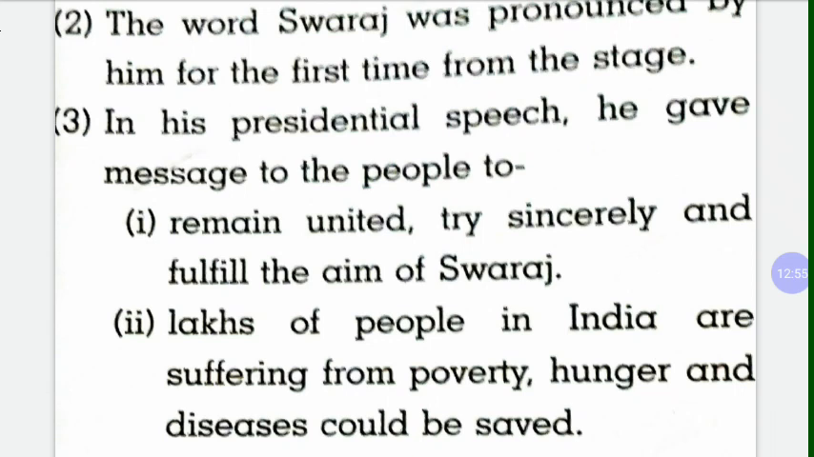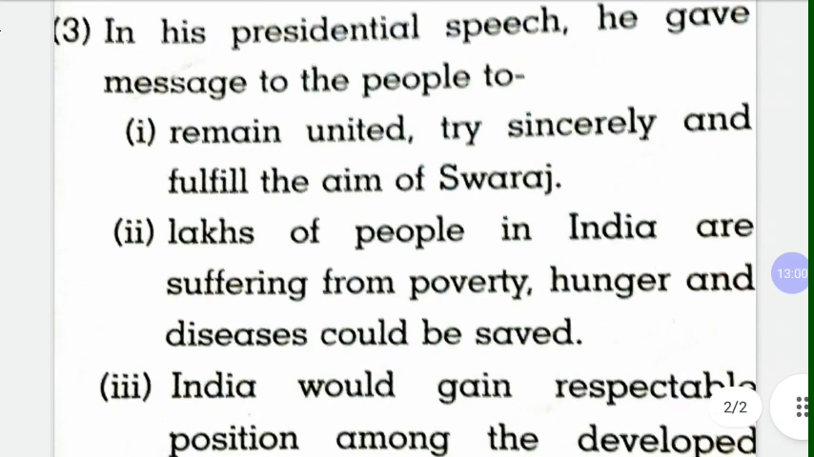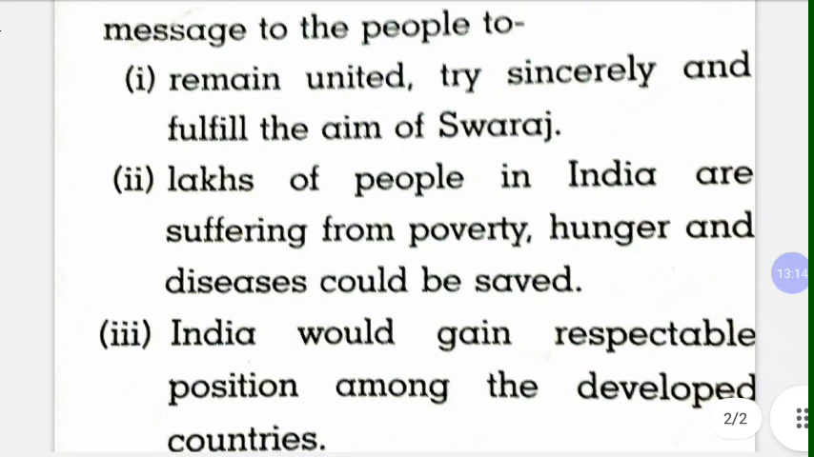Then the second point was, lakhs of people in India are suffering from poverty, hunger. Poverty means garibi, hunger and disease could be saved. So if you remain united, if you work sincerely to achieve the goal, then these problems will be sorted out, he told in his speech. India will gain a respectable position among the developed countries. India को एक respect position मिलेगा if all these problems are sorted out and if all are together and united to achieve one goal.